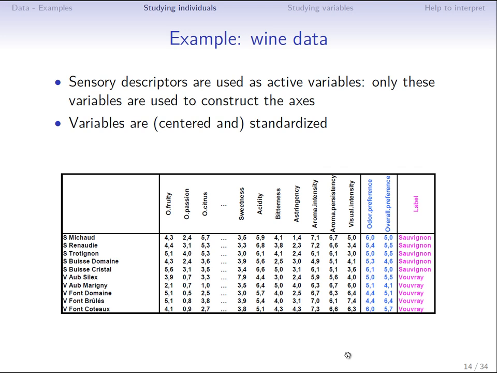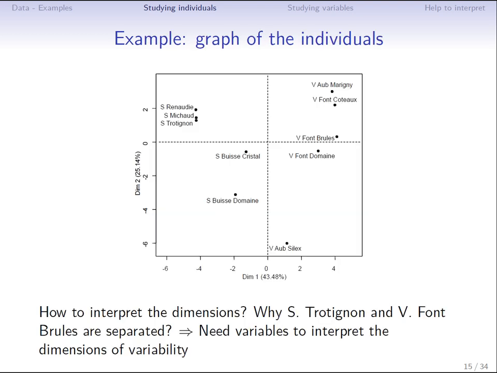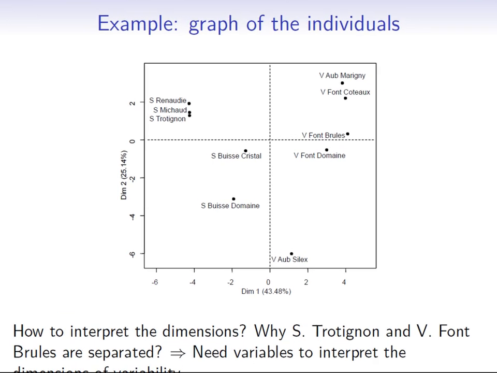Let us now consider the wines dataset with the 10 wines and 27 sensory attributes, with 2 preference variables for the odor preference and overall preference, and a qualitative variable corresponding to the label of the wines. I want to describe the wines from the sensorial point of view, so first I will consider the 27 quantitative variables corresponding to the sensory attributes. So if I represent the individuals, I obtain this graph.